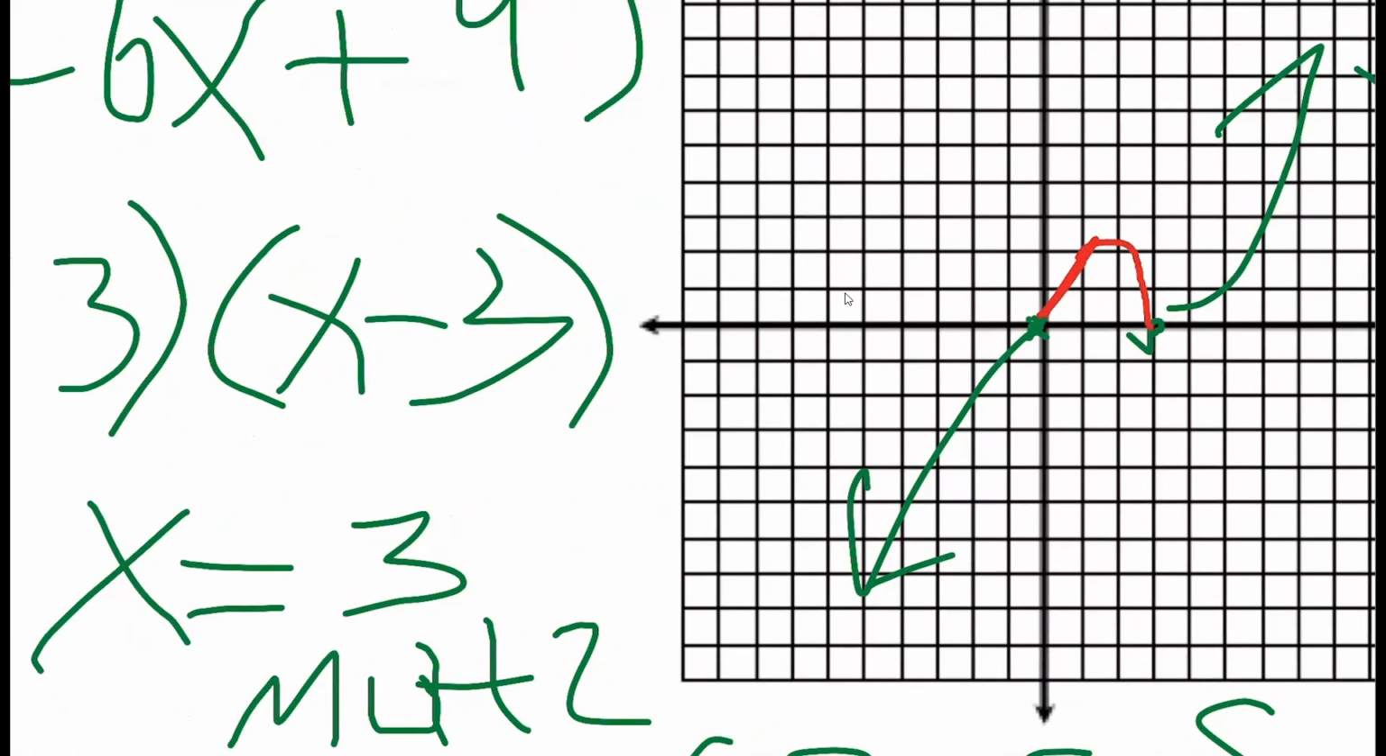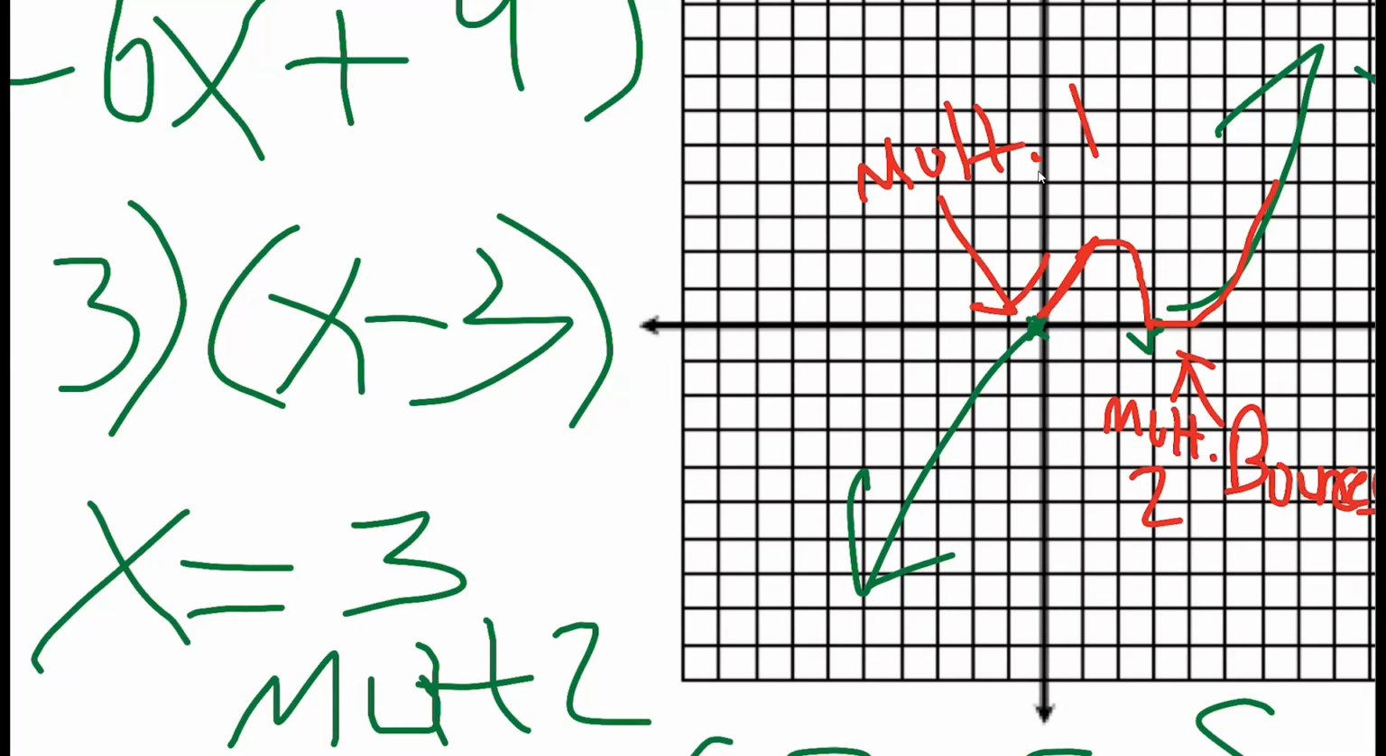But then look what happens at this point. Since my end behavior goes up, it bounces. This is what I mean by bounces. It doesn't cross; it comes, it touches, and then it shoots back up the direction it came from. This bounces because this had a multiplicity of 2. This has a multiplicity of 1, so it just crosses.